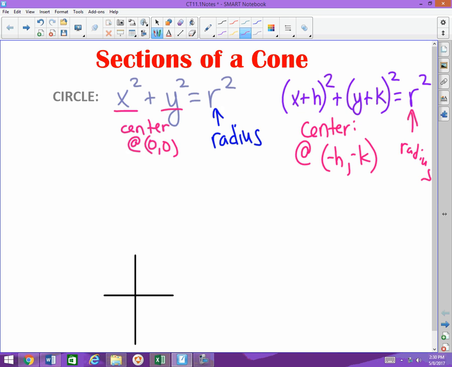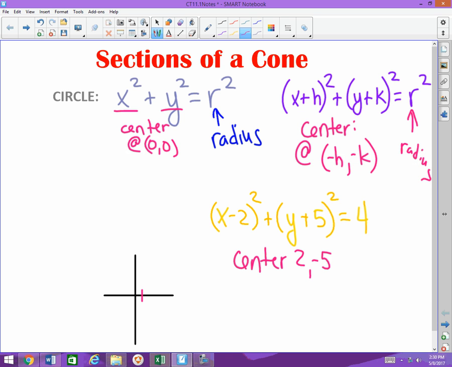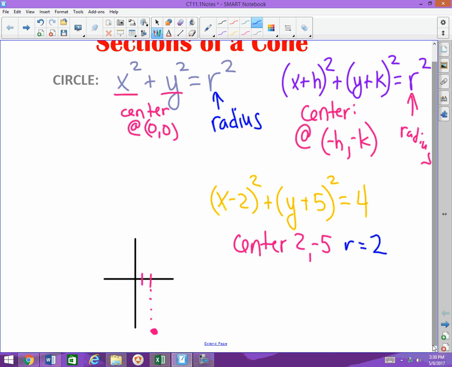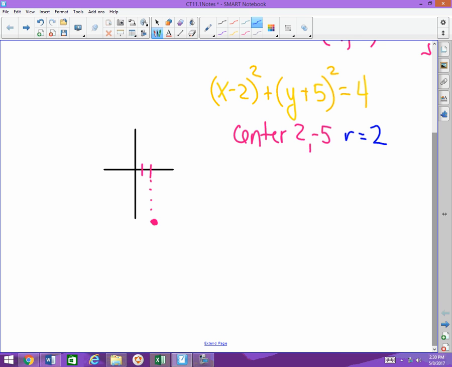So, for example, if you had, say, x minus 2 squared plus y plus 5 squared equals 4, our center would be at 2, negative 5. Right there is the center. And the radius of our circle would be equal to 2. So then that means our circle would be 2 away, so it would be like that.